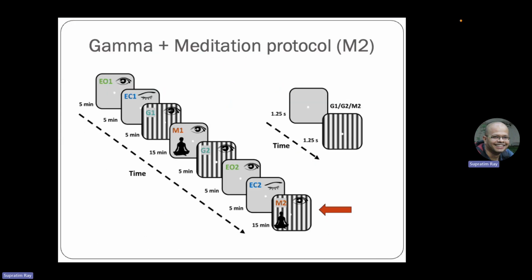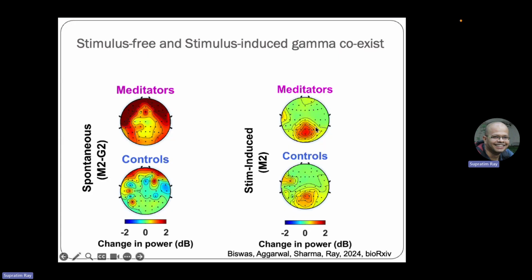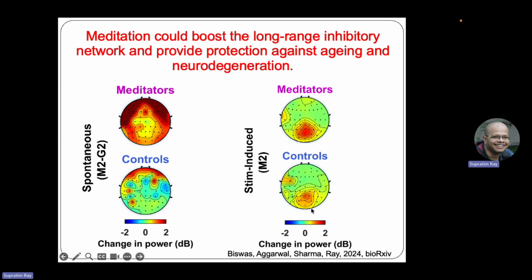Okay. And then we looked at the M2 protocol where they are meditating while looking at gratings. There, during epochs when there is no stimulus on the screen, meditators have this frontal broadband gamma, stronger than controls. When they are looking at gratings, they have more occipital gamma than controls. And this is where we stopped in the last class.